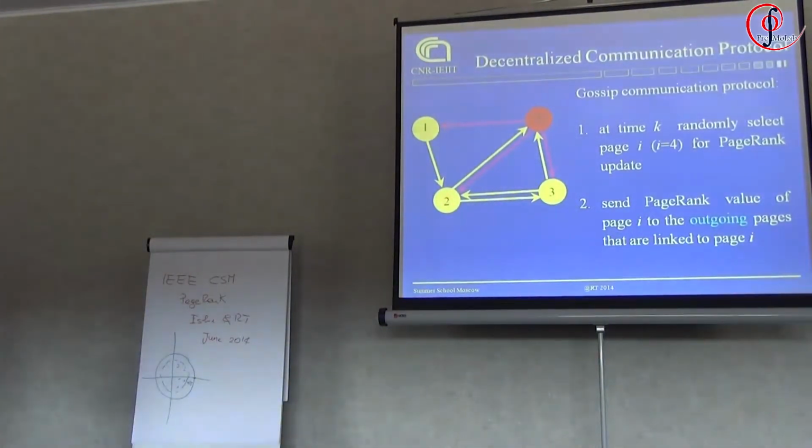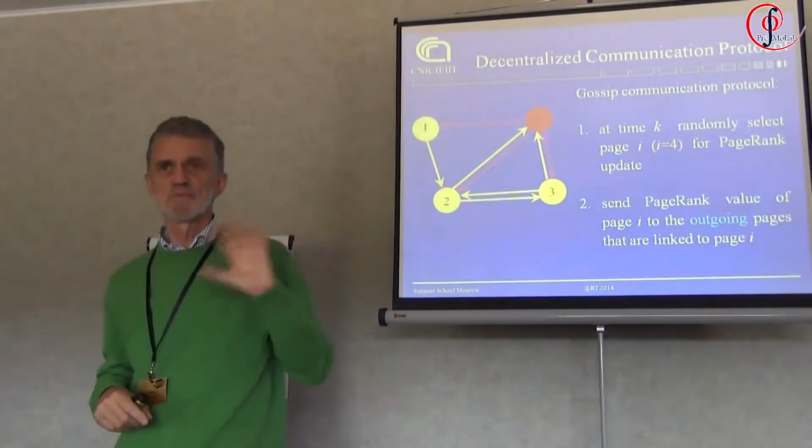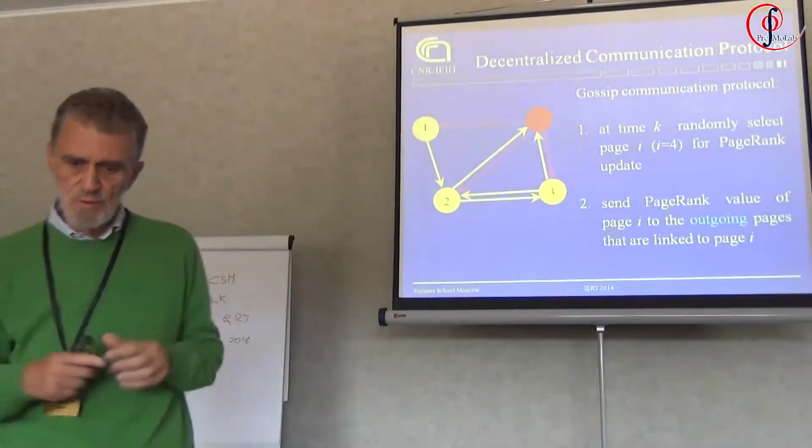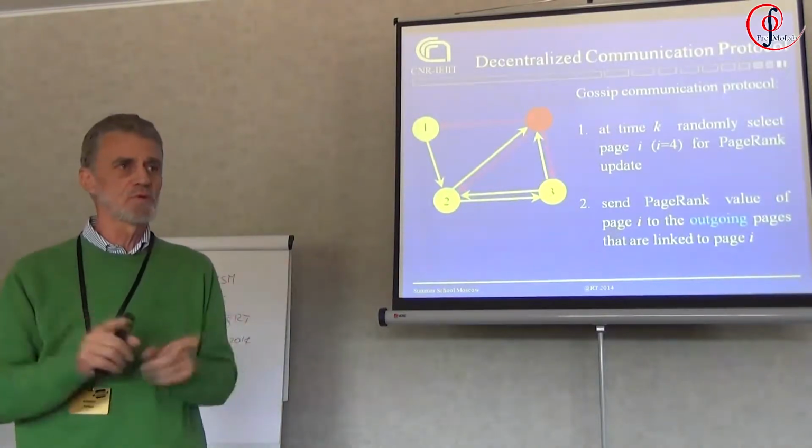This information about the incoming pages is not really realistic, because in order to know what the incoming pages are in my website, I need to perform a global search into the web. I know what the outgoing pages are, I don't really know what the incoming pages are, but that has been fixed. But the first papers that we published on this had this more complicated protocol. So again, we pick one page at random and then we broadcast it.